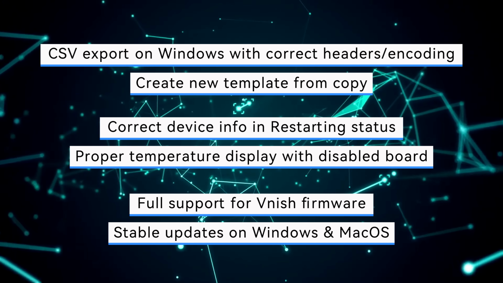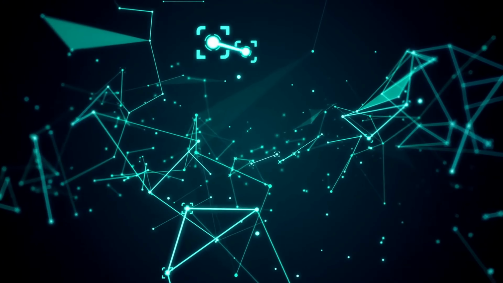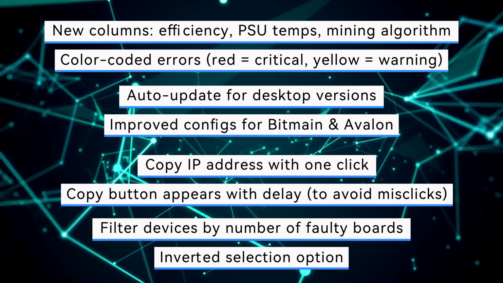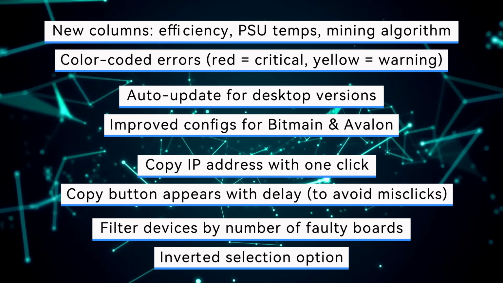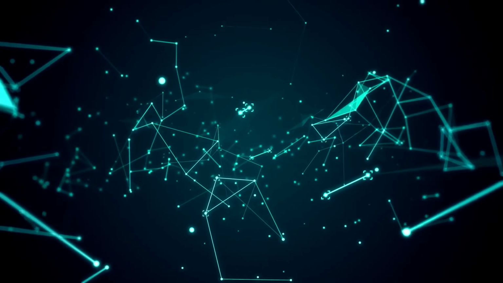So, friends, HashCore Toolkit 1.5.0 is a serious upgrade. We have gained more stable performance, new useful features, and even more control over miners.